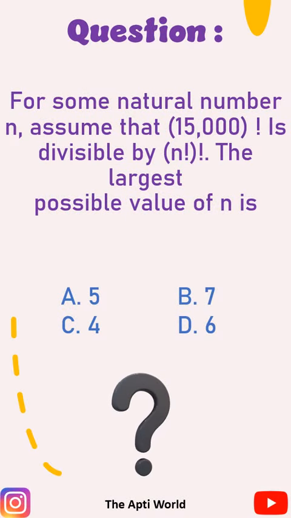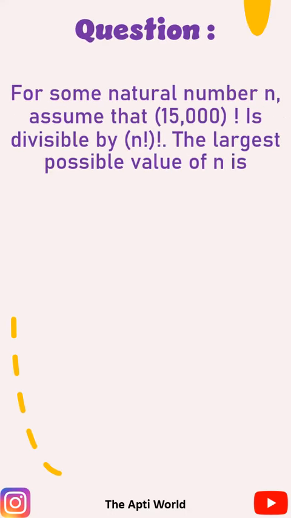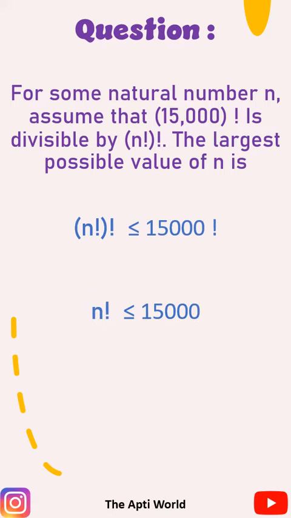Question of the day. For some natural number n, assume that 15,000 factorial is divisible by (n factorial) factorial. The largest possible value of n is? So, to make it divisible, (n factorial) factorial should be less than or equal to 15,000 factorial. Now, for some time let's forget these two factorials. Now, the equation is n factorial is less than or equal to 15,000.